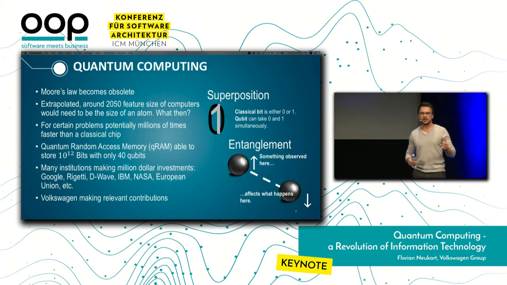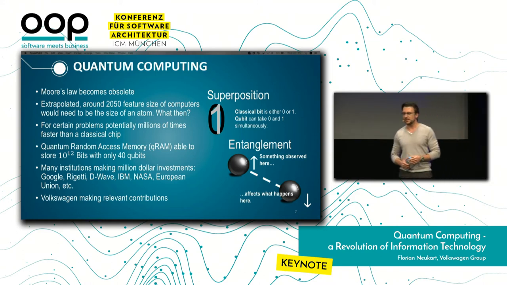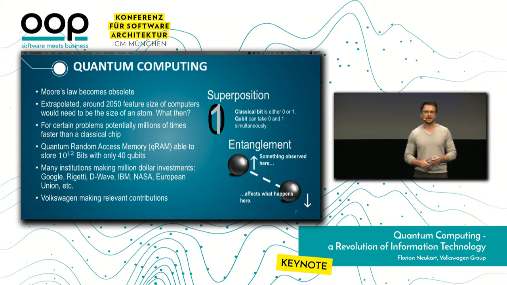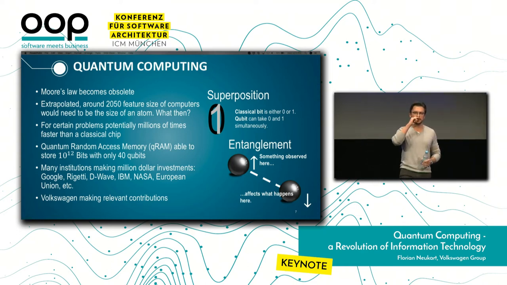For this, I want to give you a brief overview of quantum effects that are relevant for quantum computing. And before that, there is a challenging statement here. It says Moore's law becomes obsolete. I put this here to say exactly that. But in reality, right now, we're not fairly certain if this is really going to happen. The idea behind all that is, you know what Moore's law is. It just says you double the feature size on a silicon chip every 2 years.